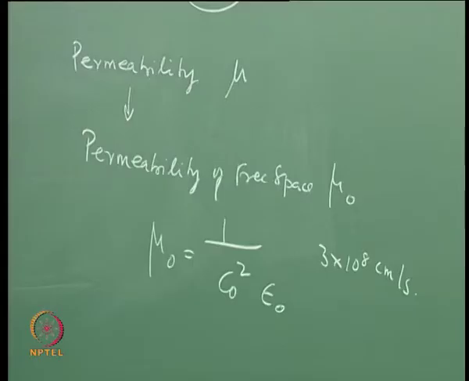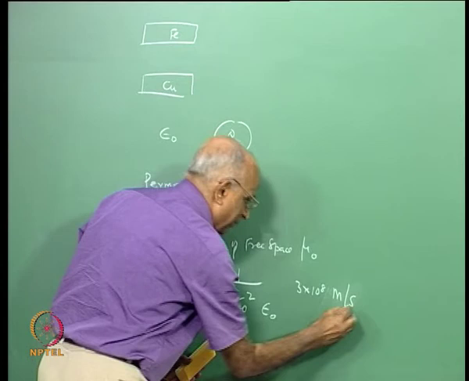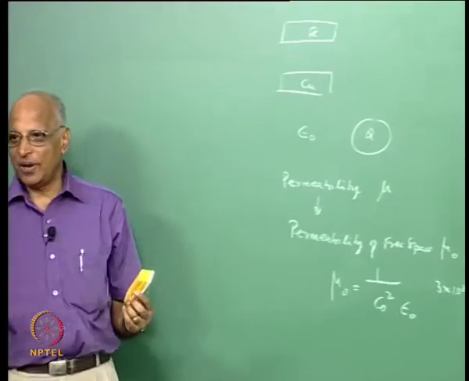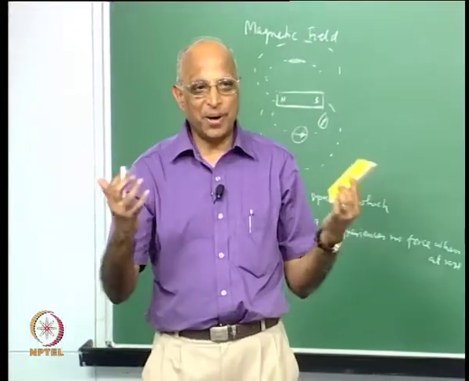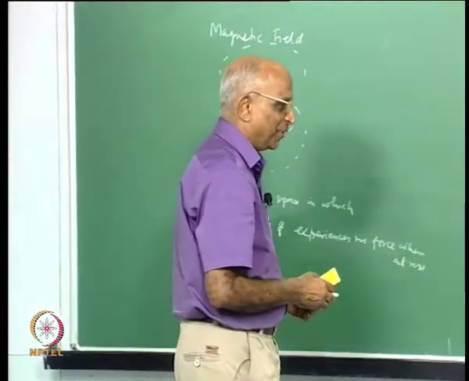You are correct. I should have written it as meters per second. The velocity of light in vacuum is 3 into 10 to the power 8 meters per second, 3 into 10 to the power 5 kilometers per second, or 3 into 10 to the power 10 centimeters per second. You are right.